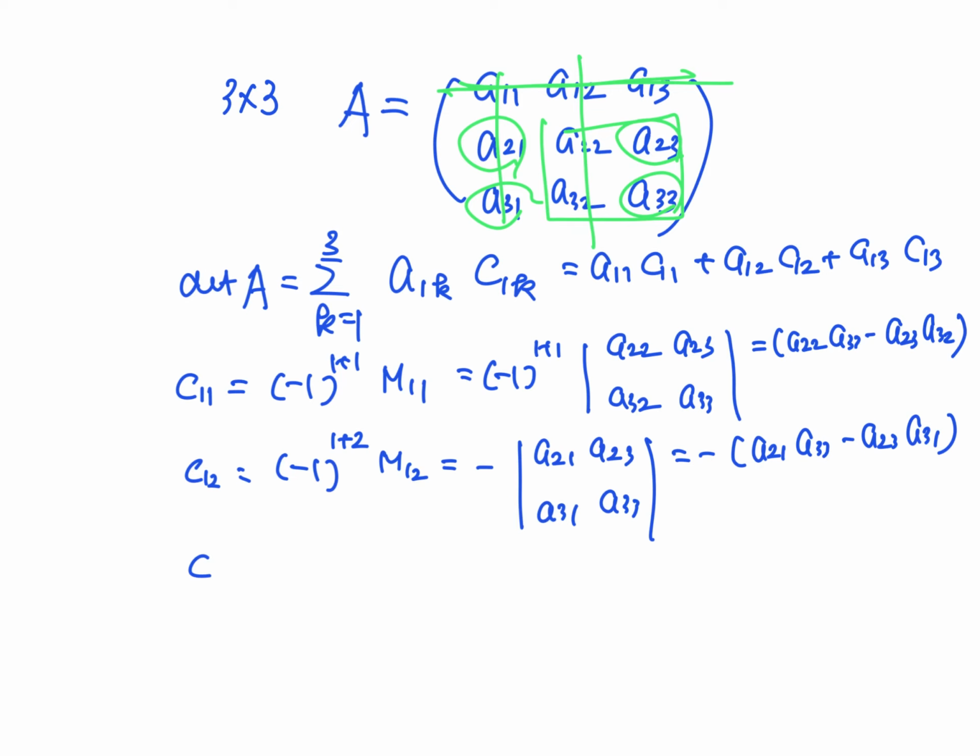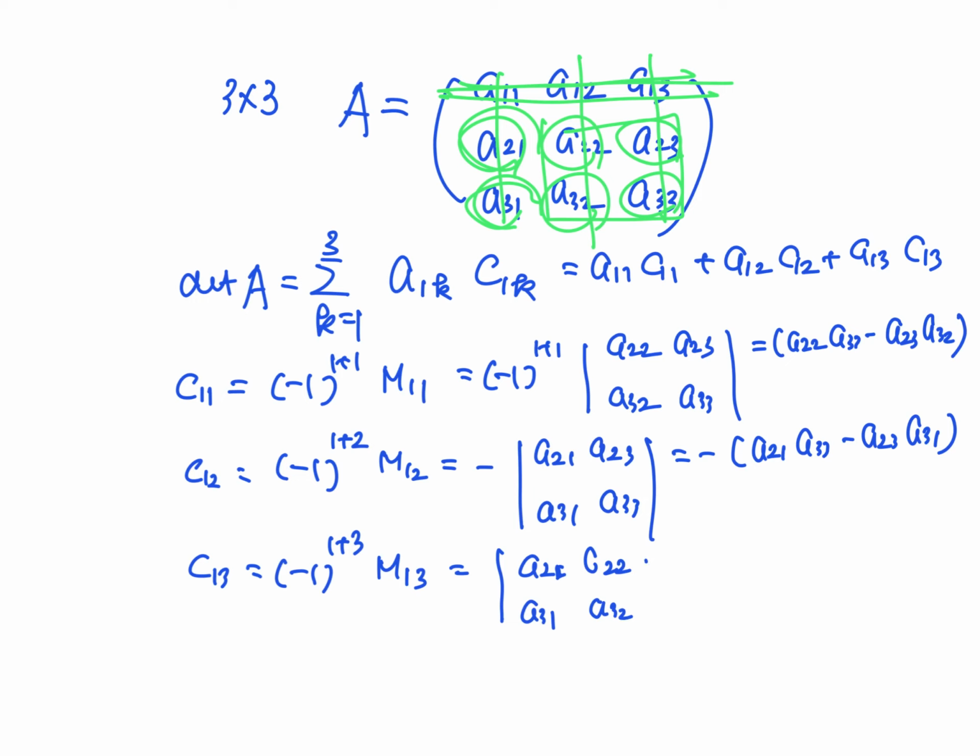C13 is minus 1 to the 1 plus 3, M13. So minus 1 to the 1 plus 3 is plus 1, right? And you delete the first row, third column, you get this: A21, A22, A31, A32. So it is A21 A32 minus A22 A31.